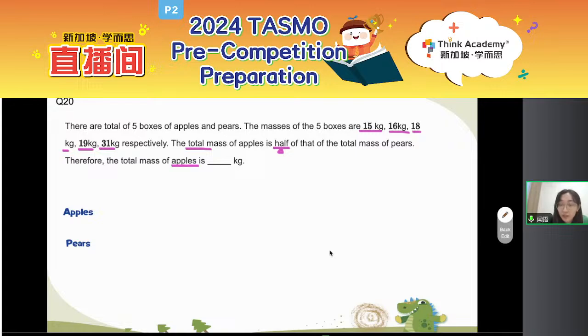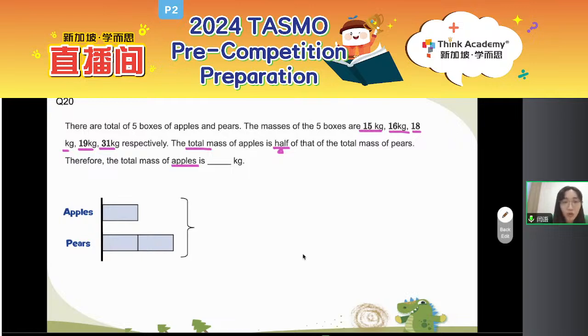That is, for apples, you just draw 1 unit. Actually, how many units are there for pears? What's the meaning of a half? Half. Correct. For half, that is divided by 2. So think backwards. The total mass of pears should be 2 units, right? Okay, now we already know the multiple relationship between the mass of apples and that of pears.